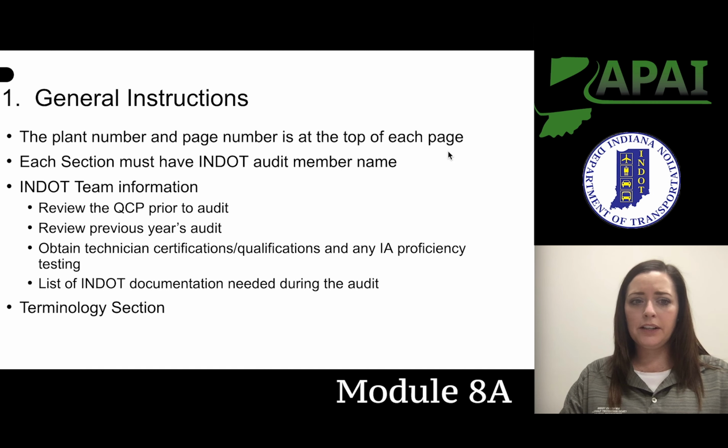It's also necessary to obtain the asphalt lab technician certifications or qualifications and any independent assurance proficiency testing prior to the audit. You also need to gather a list of INDOT documentation needed during the audit. This includes any approved lists that may be used, and we'll go through what some of those approved lists are. It's just a handy tool to have in case you find something odd, to check and see if it's an approved material. And then there's a terminology section.